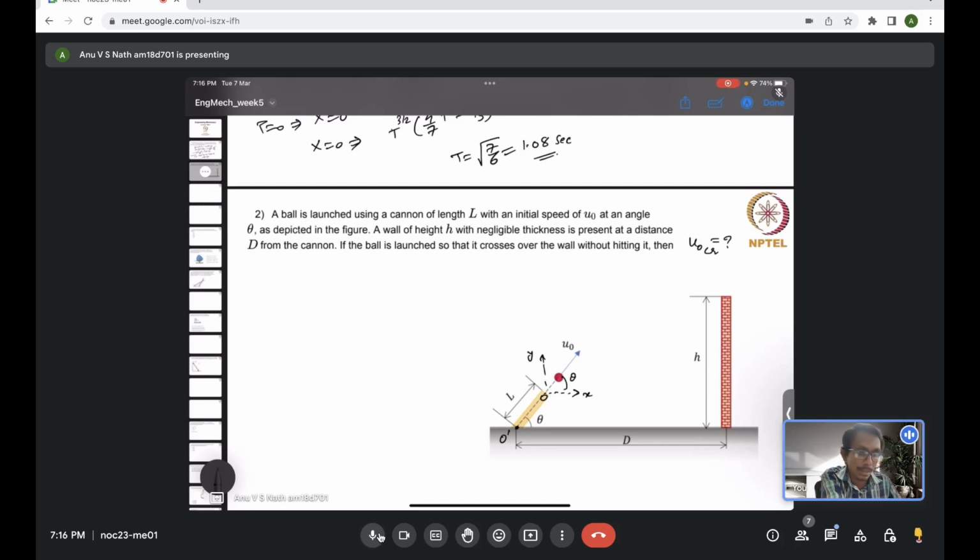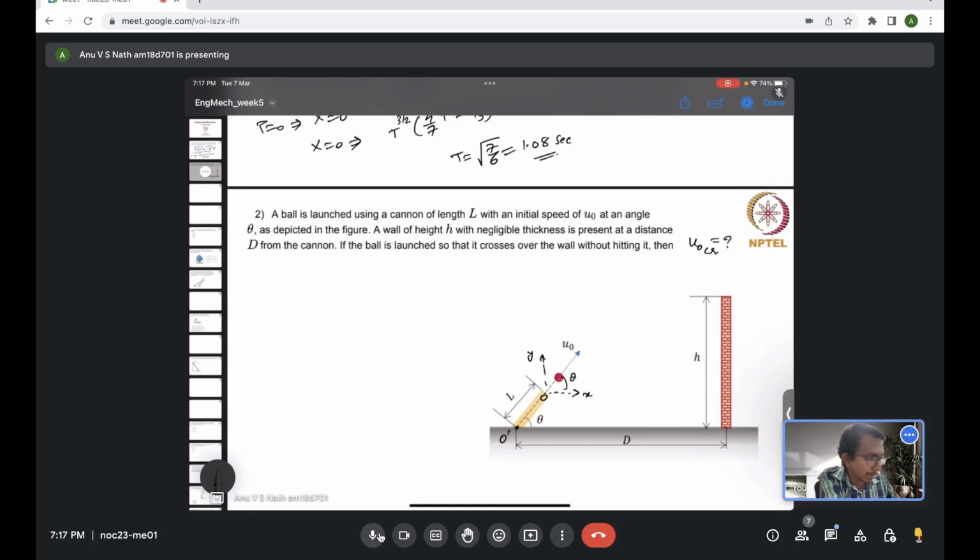Inside the cannon, its motion is actually guided through the cannon tube. So it won't be a parabola, it's a straight line. Once it is ejected out, only then will it follow the parabolic path. There only we can apply the kinematic equations for the projectile. Inside we cannot. Inside we will just assume that it is traveling with a constant velocity u0 over the distance L. So I think that is clear.